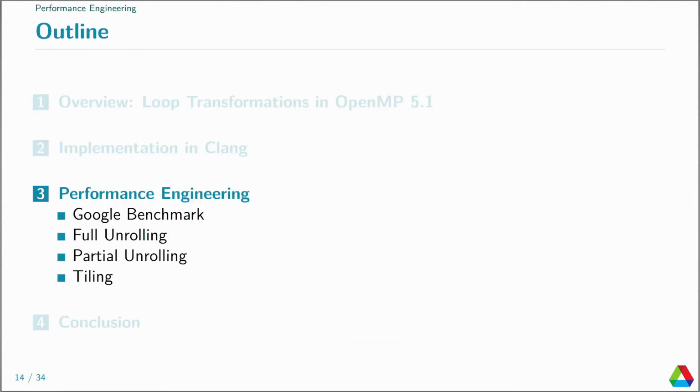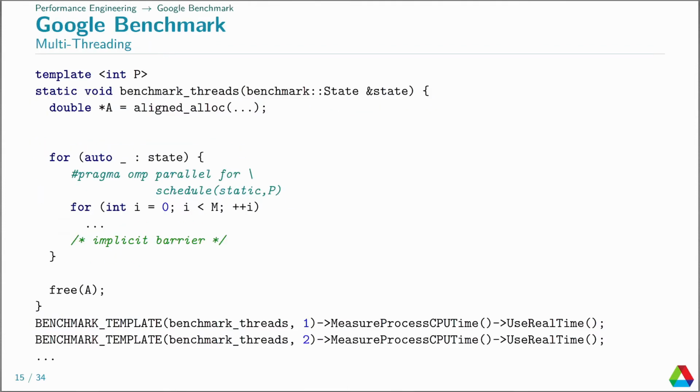So next, let's go into some performance engineering using loop transformations. I'm going to use Google Benchmark for this. Google Benchmark is a library for microbenchmarking. One of the things it does for you is to not count the initial executions as part of calculating the average execution time, and it also executes the code until it thinks the result is statistically stable, that is, removing noise from the measurements.